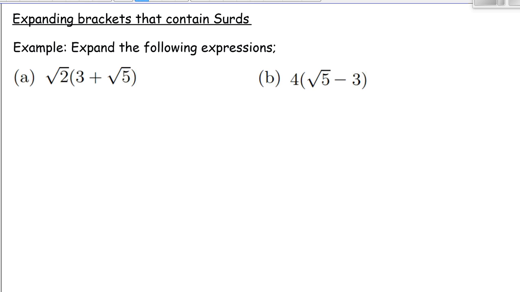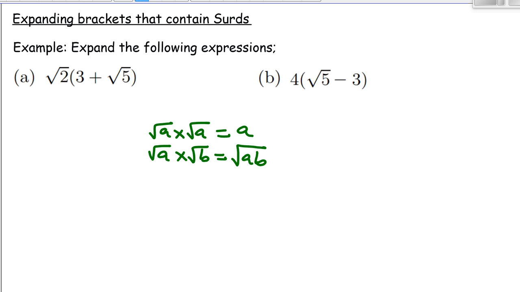One of the things that we need to remember is, if I have square root of a multiplied by square root of a, that is a. If we have square root of a multiplied by square root of b, that is the square root of ab. If we have a multiplied by square root of b, that can just be written as a root b.